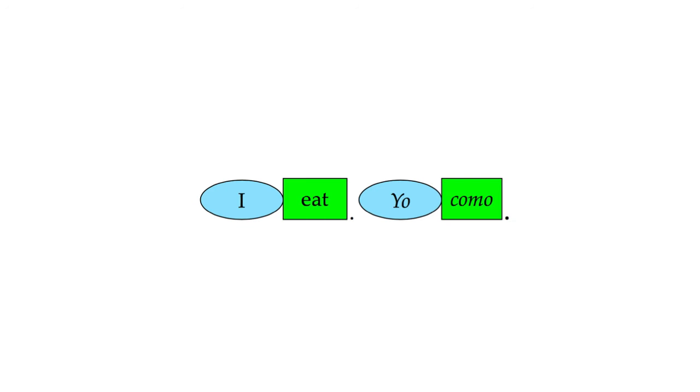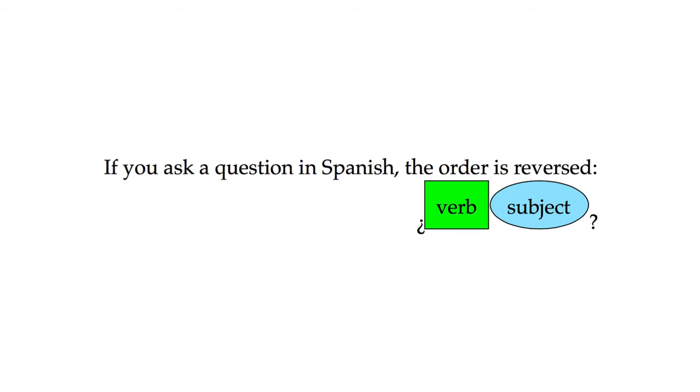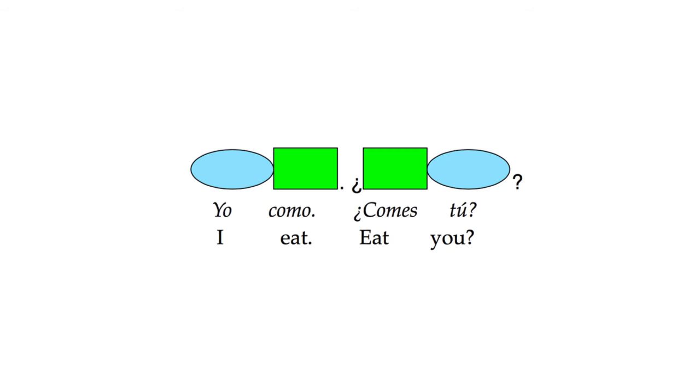I eat. Yo como. These are complete sentences. They convey complete thoughts. So subjects and verbs go together, usually just like this: subject, verb. If you ask a question in Spanish, the order is reversed. Verb, subject. Yo como. ¿Comes tú?